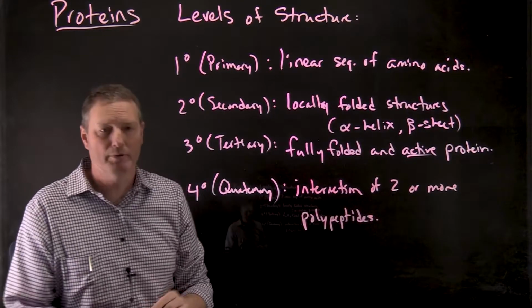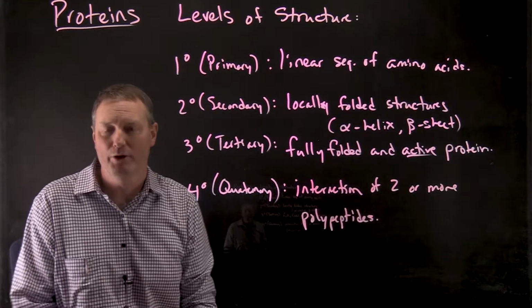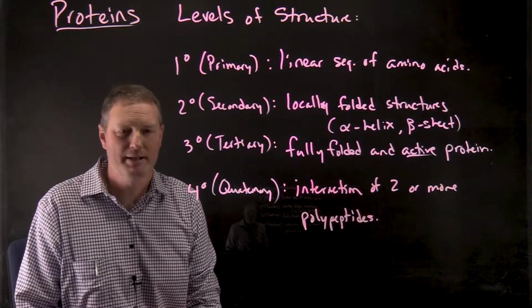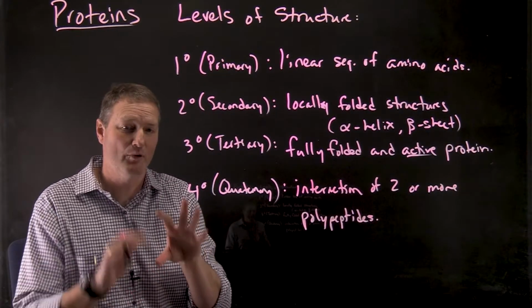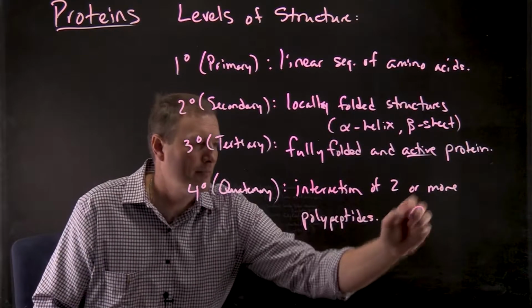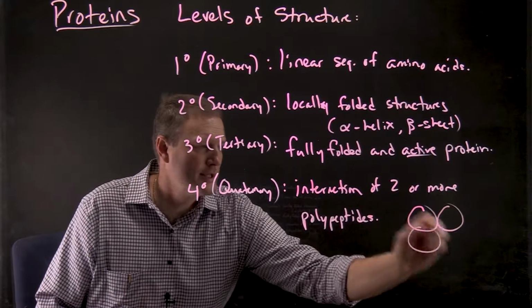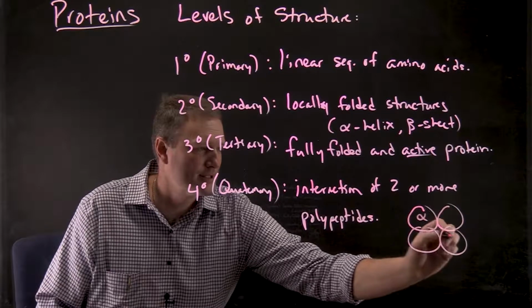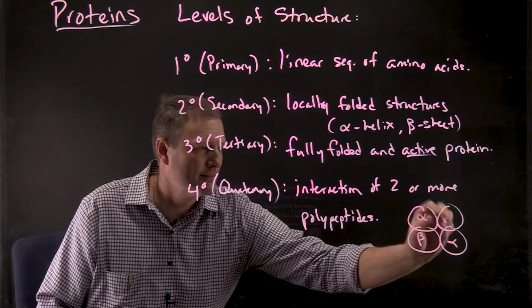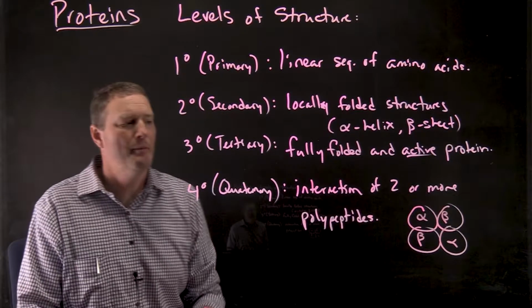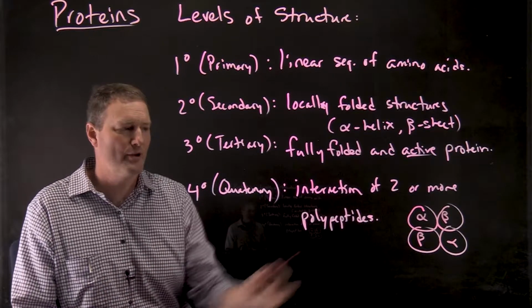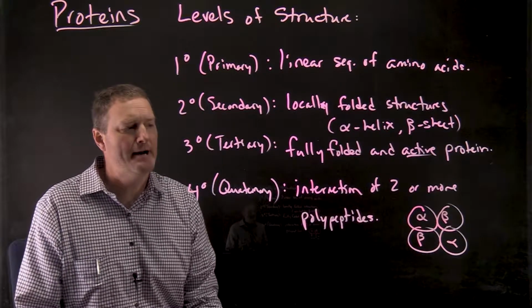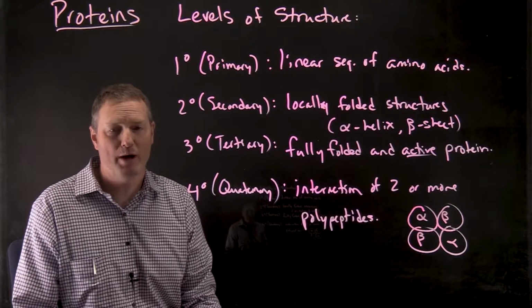So, for example, the protein hemoglobin, which is in our red blood cells, is composed of actually 4 different proteins that form a tetramer. And each of those is fully folded. We have 2 alphas and 2 beta polypeptide chains, but those each individually fold up and then they aggregate to form this larger, what's called tetramer. And that is an example of quaternary structure.